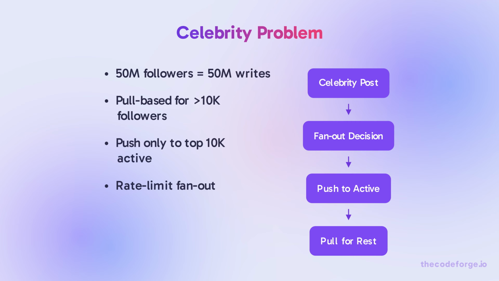A user with 50 million followers posts a photo. If you push to all synchronously, your feed cache write rate spikes to 50 million writes per second. The solution? Use a pull-based model for users with more than 10K followers. Only push to the top 10K most active followers, the rest fetch on read.